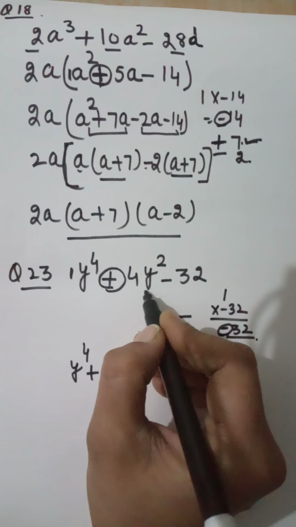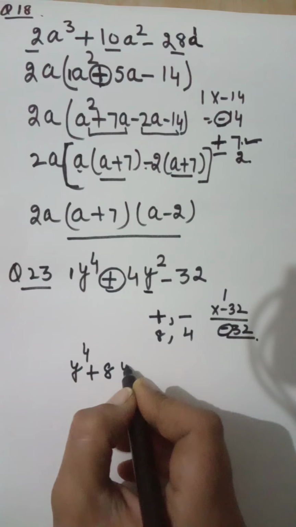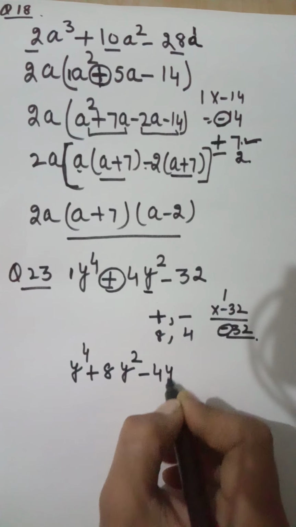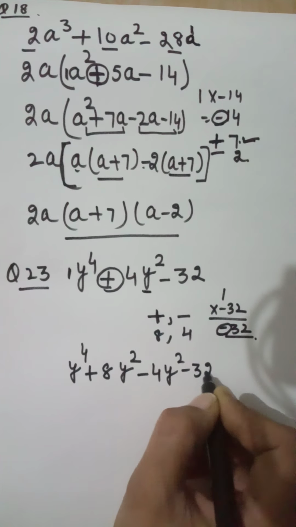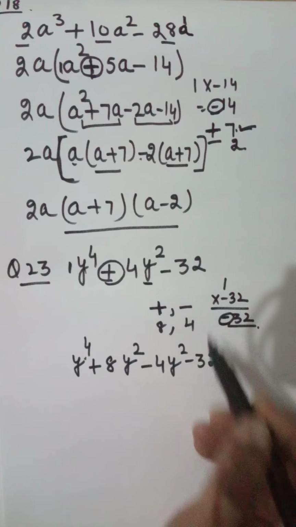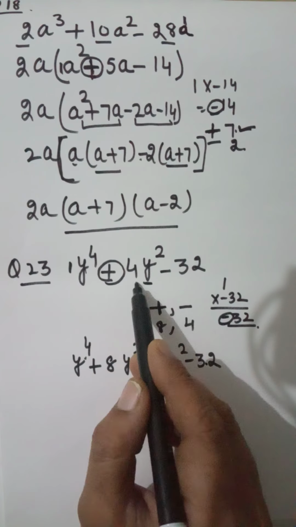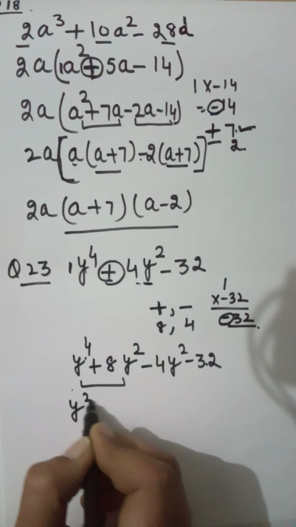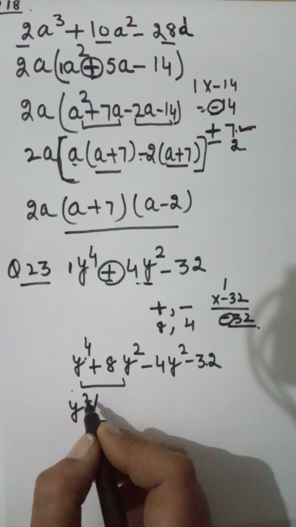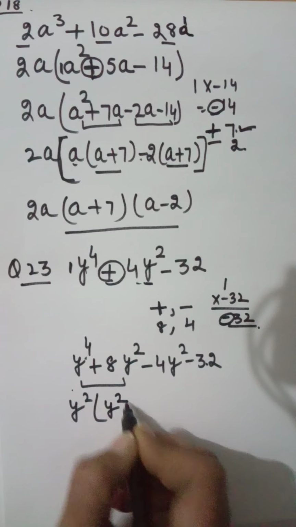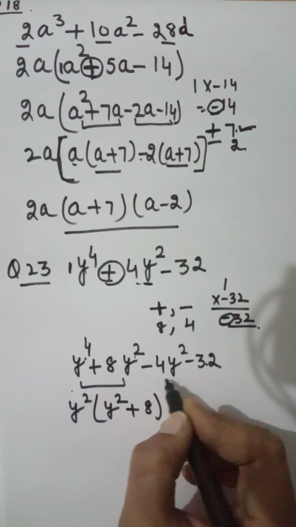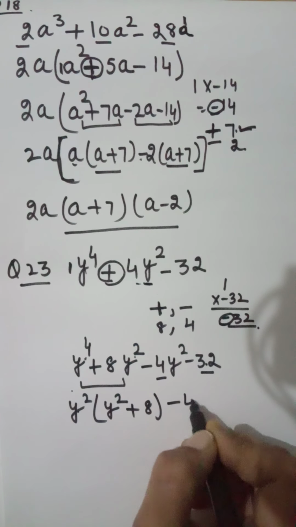Now here with the middle term it is y square, so we will write here y square also, minus 4y square, minus 32. The first and last terms are as they are. We have broken the middle term. Now from these two, y square is common. Then what is left? y square minus... y square plus 8 is common. What is left? 8 minus 4 is common from this bracket.